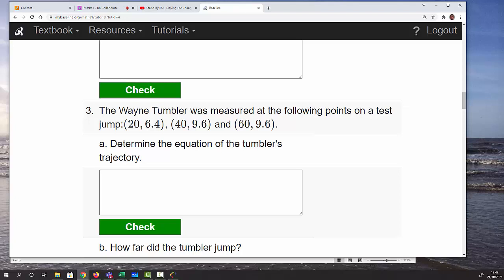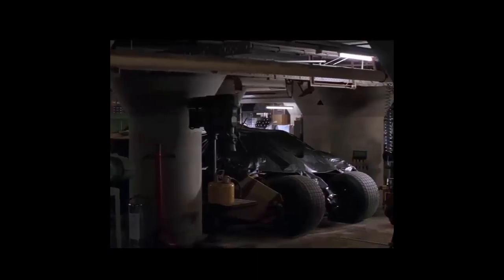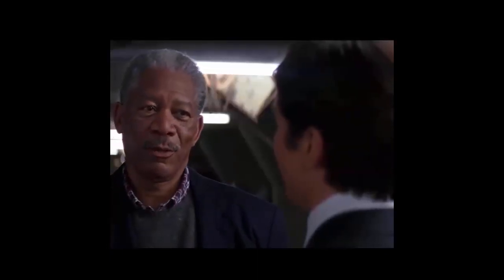The Wayne Tumbler. So this is from Batman Begins, if anybody's interested. What's that? Well, the tumbler? Oh, you wouldn't be interested in that.